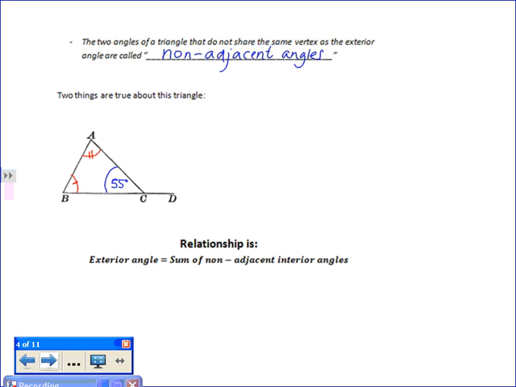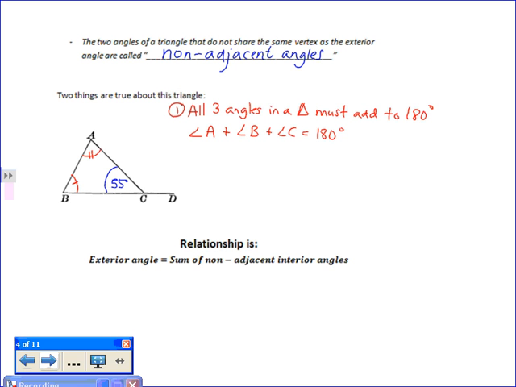Well, one thing I know is that three angles of a triangle must equal 180 degrees. So one thing is true. All three angles in a triangle must add to 180 degrees. So that tells me that angle A plus angle B plus angle C equal 180 degrees.